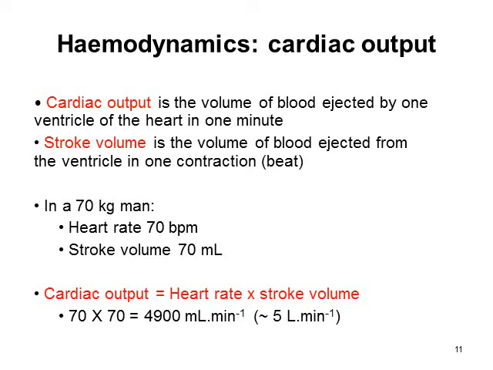The old rule of thumb used to be for every stone in weight you were, you had 1 litre of blood. So if you are a 10 stone adult, you will have probably 10 litres of blood. That gives you an idea of the sheer amount of blood that's passing through your heart in any one day.